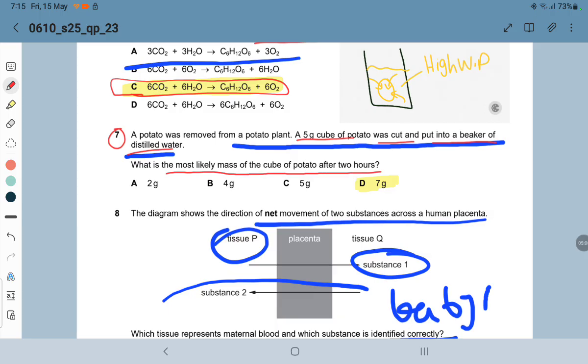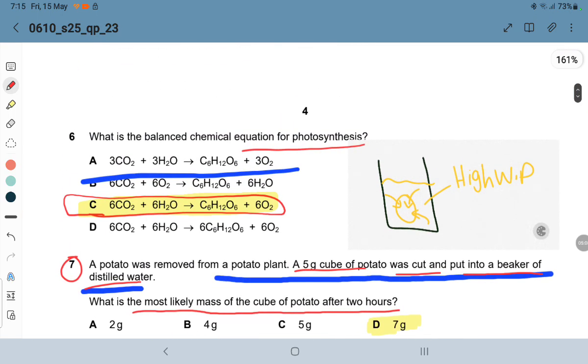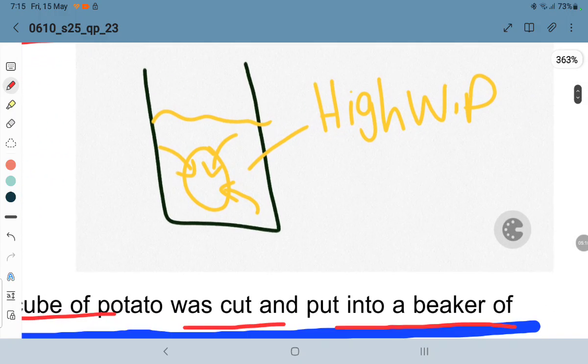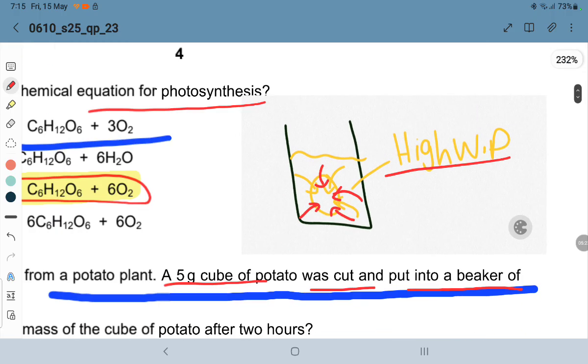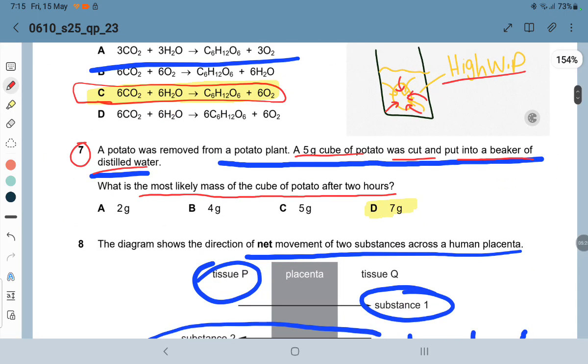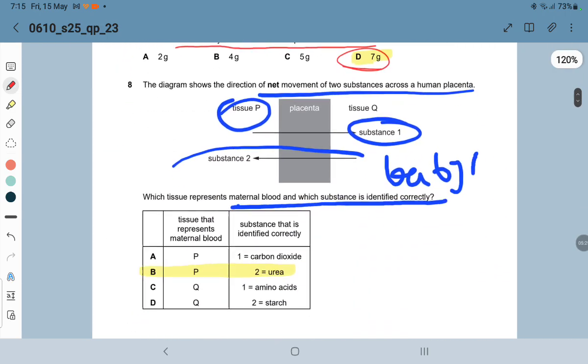So a potato placed in distilled water is placed in a higher water potential solution, meaning that the water outside the potato tissue will move into the potato tissue, and it will cause the potato to increase in mass, expand and increase in length. So basically, of course, mass will increase, so the answer will be D.